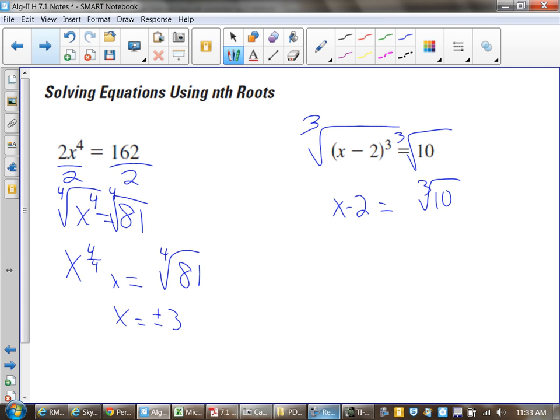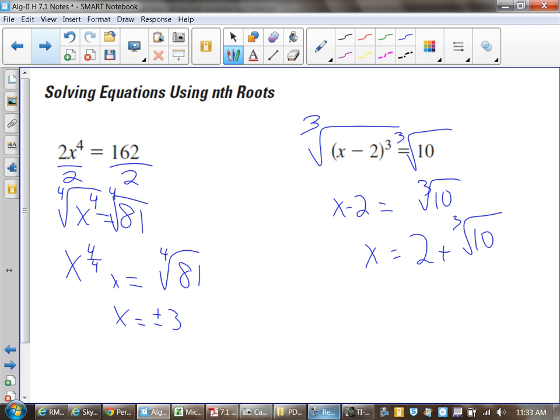And now what do I do with the negative 2? I add to the other side. Do you think it should go in front of that cube root or back of it? In front, yeah. So x is going to equal 2 plus cube root of 10. Did I have to worry about plus minus here? No. Why? Because it is odd. The nth root there is odd.